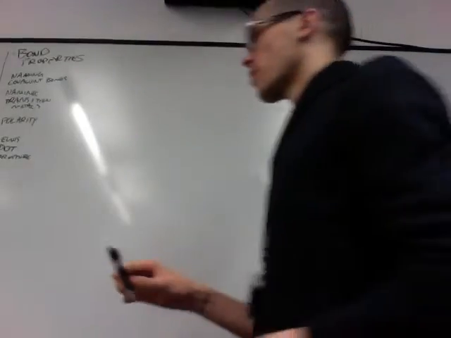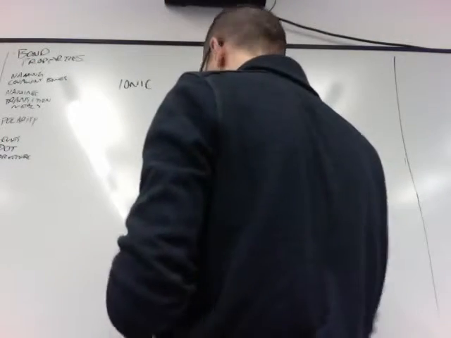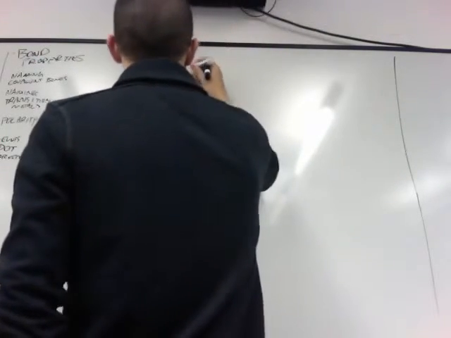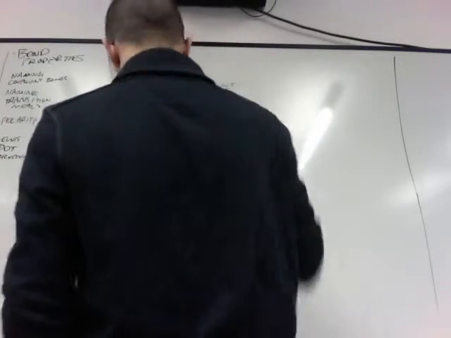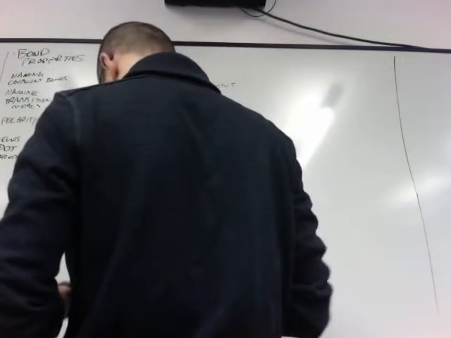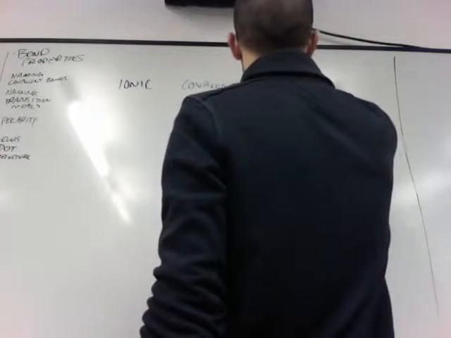Unless you want to kind of count what we did yesterday and count hydrogen bonds. Unless you want to include hydrogen. Hydrogen bonds and dipole are polar. Ionic, covalent, and what's the other one? Van der Waals. That's not polar.